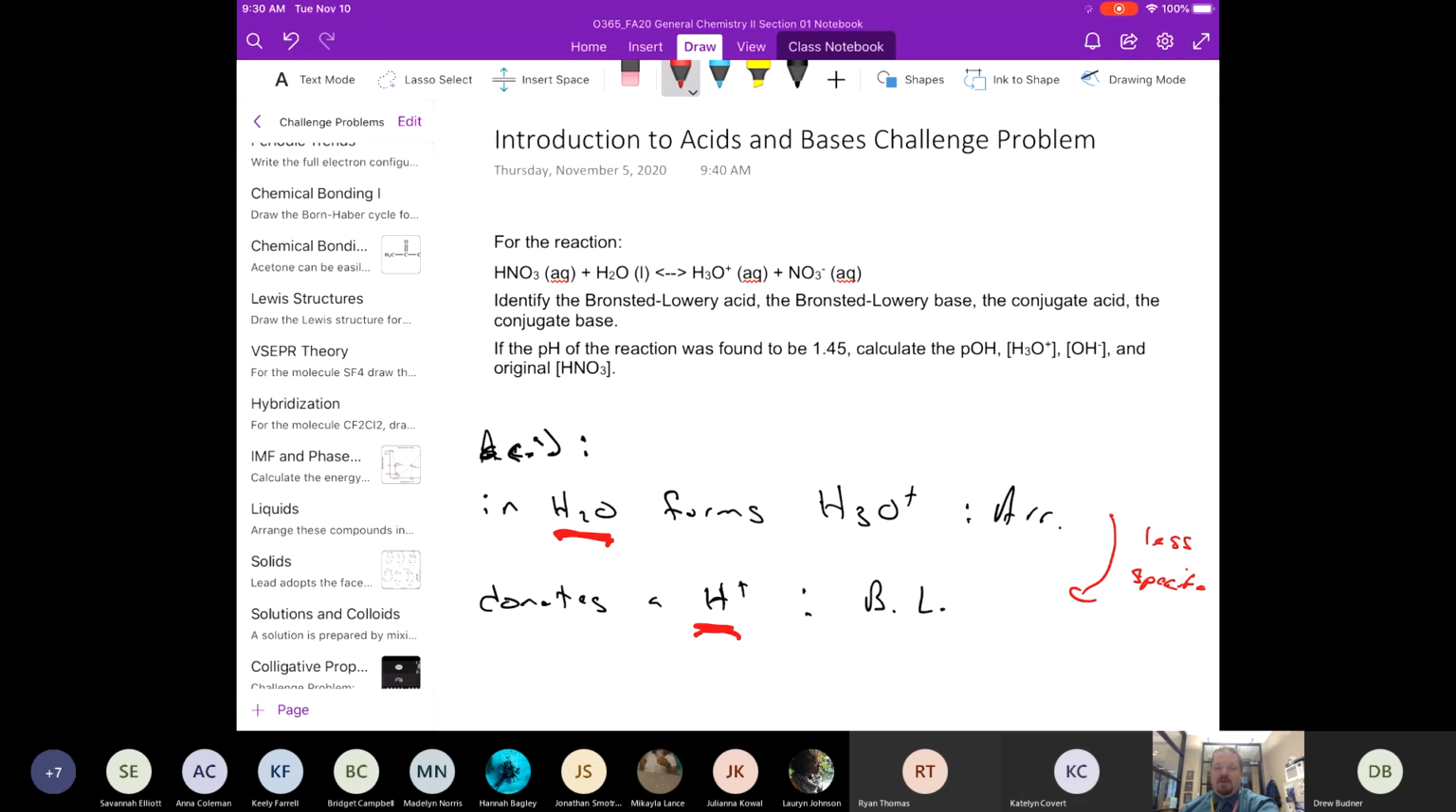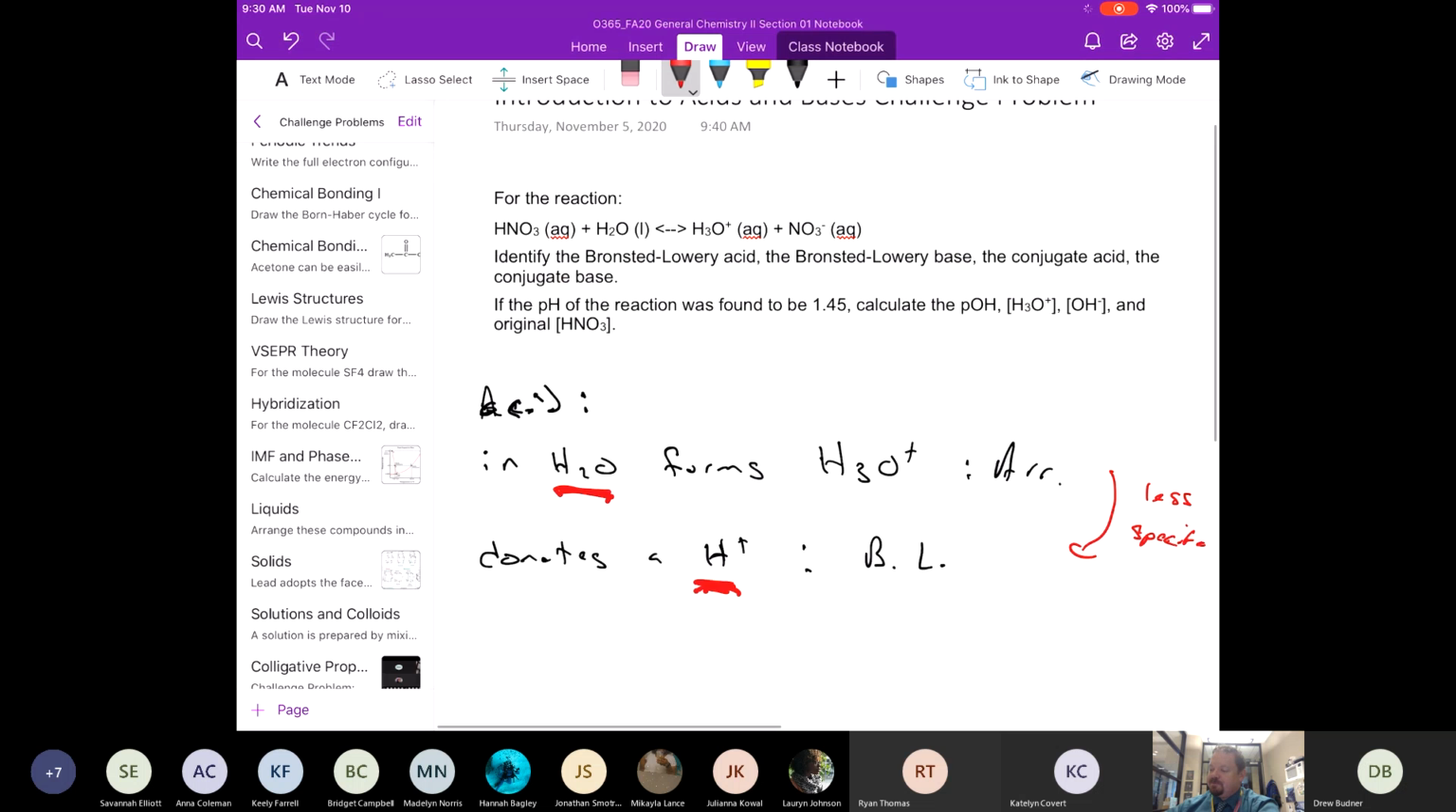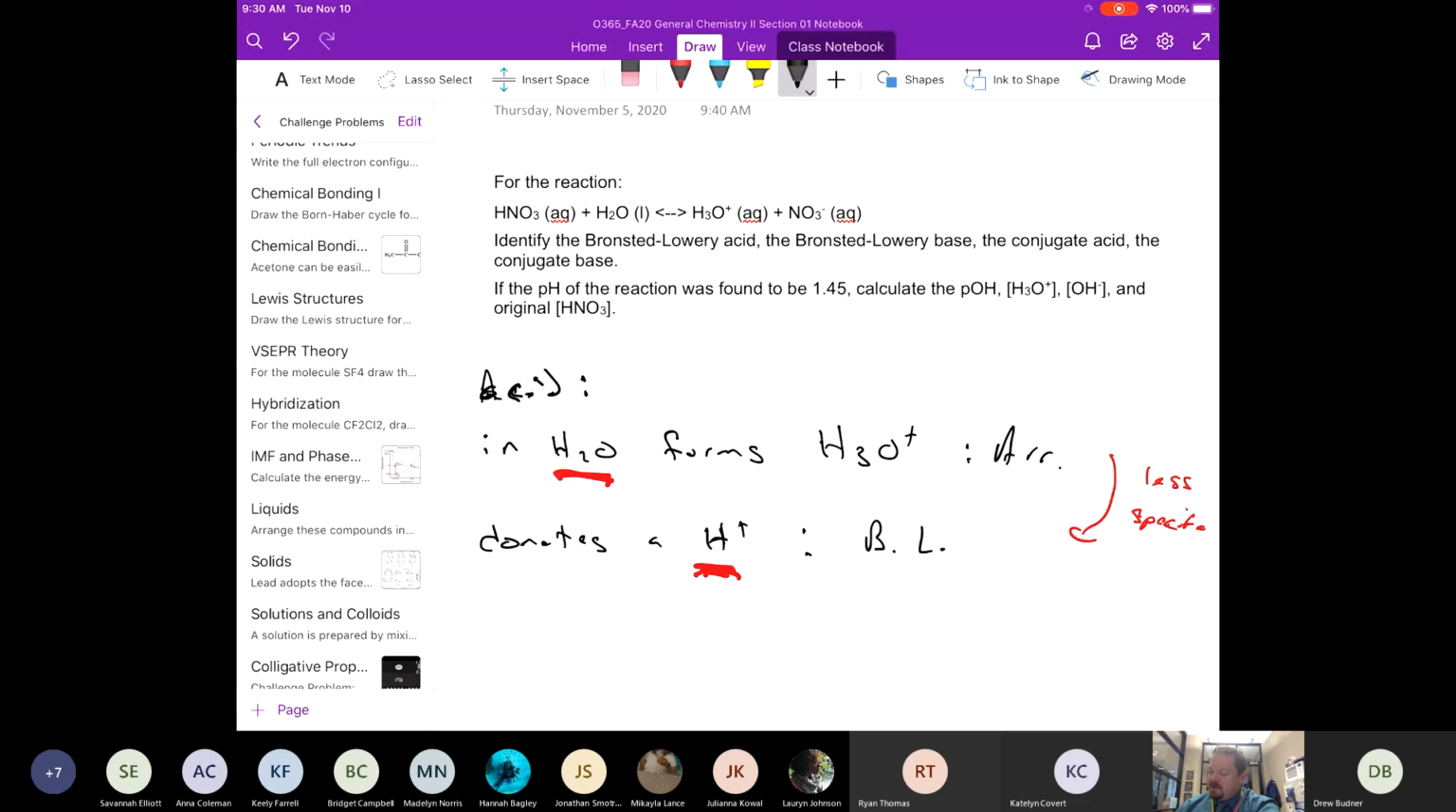right? And the third definition, which we'll learn later, doesn't talk about the proton, but actually talks about the electron. So our Lewis definition says that we accept a pair of electrons, right? Which is consistent with everything else we've talked about with Lewis things. We're always talking about presence and locations of electrons. In this Lewis definition, we're accepting a pair of electrons. We're gaining a pair of electrons.